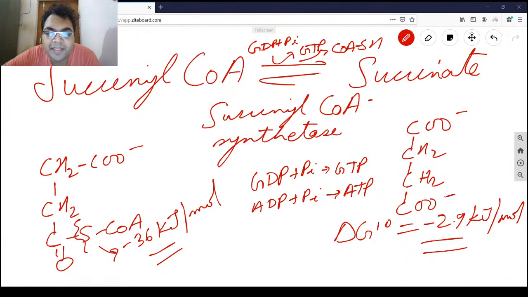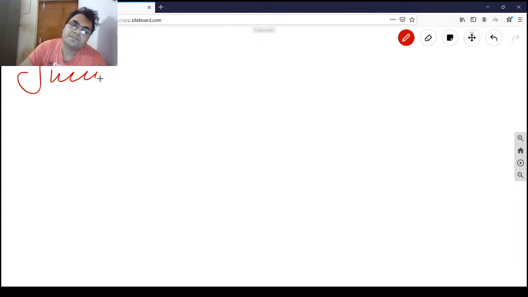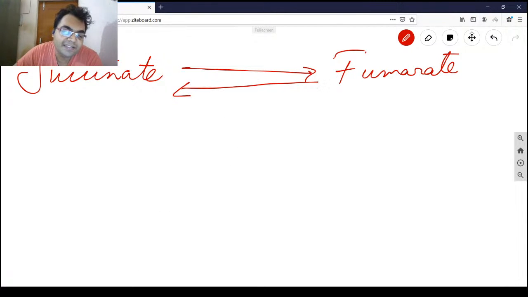The next step will be oxidation of succinate to the molecule known as fumarate, or fumaric acid. Succinic acid to fumaric acid, or succinate to fumarate. Now, when this reaction happens, this is again a reversible reaction. So I shall make it like this. Again, a reversible reaction.